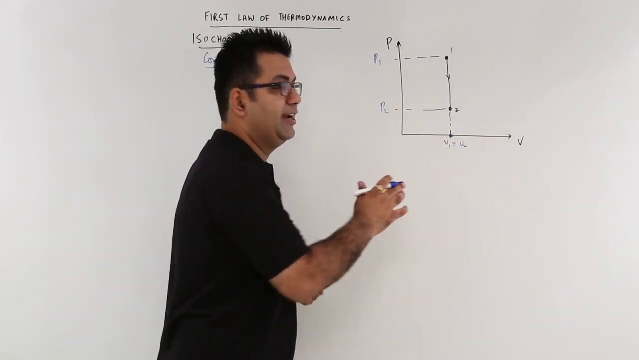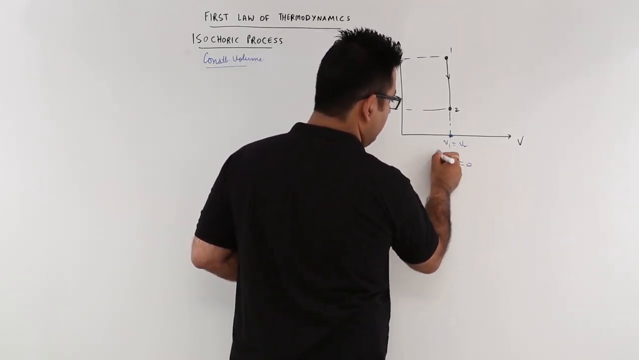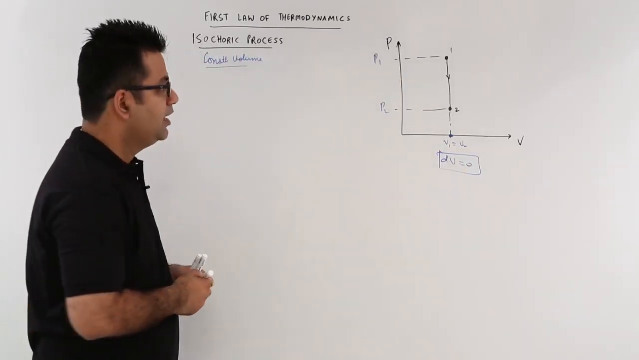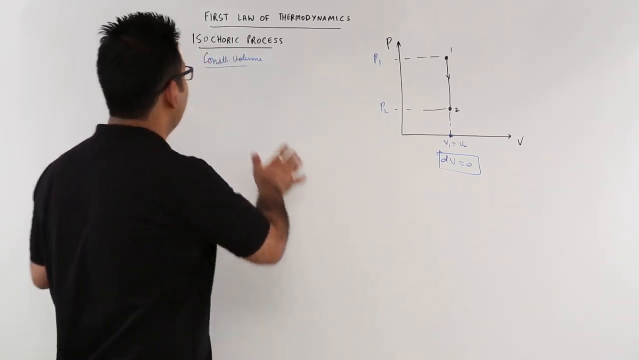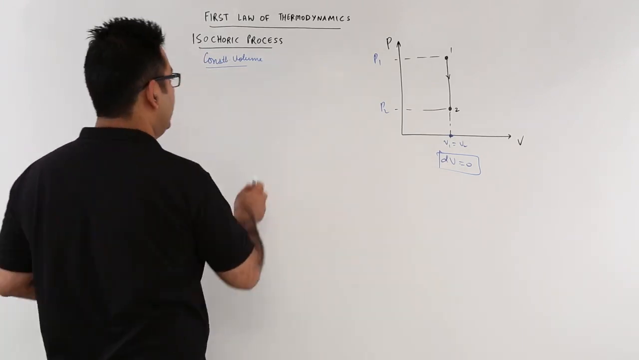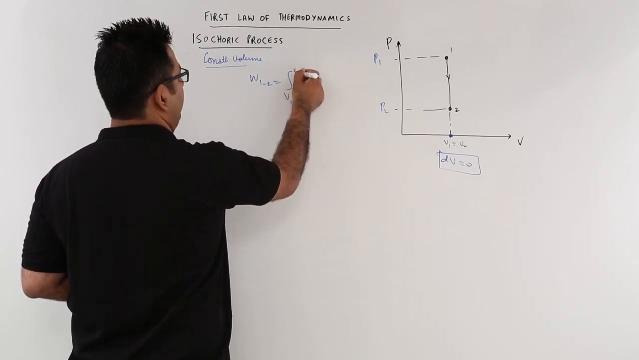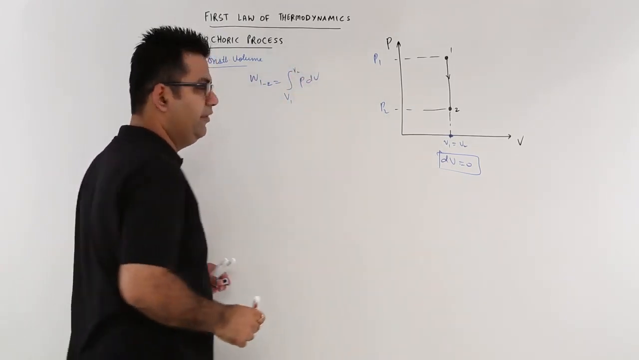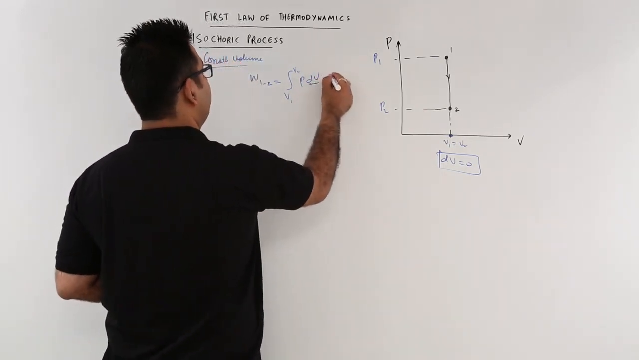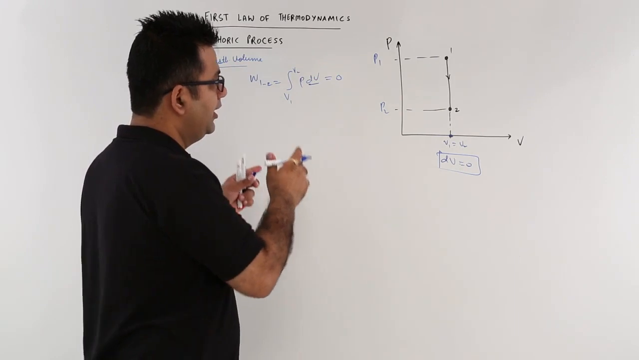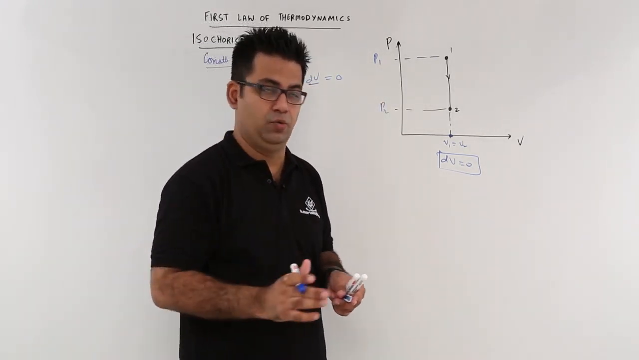So there is no delta V, or you can say that dV is equal to 0. Now in this case, always remember, work done for an isochoric process is 0, because the displacement work we know is the integral from V1 to V2 of P dV. Now dV is 0 because V is constant. So this becomes 0. So work done in going from state 1 to state 2 in an isochoric process is 0.